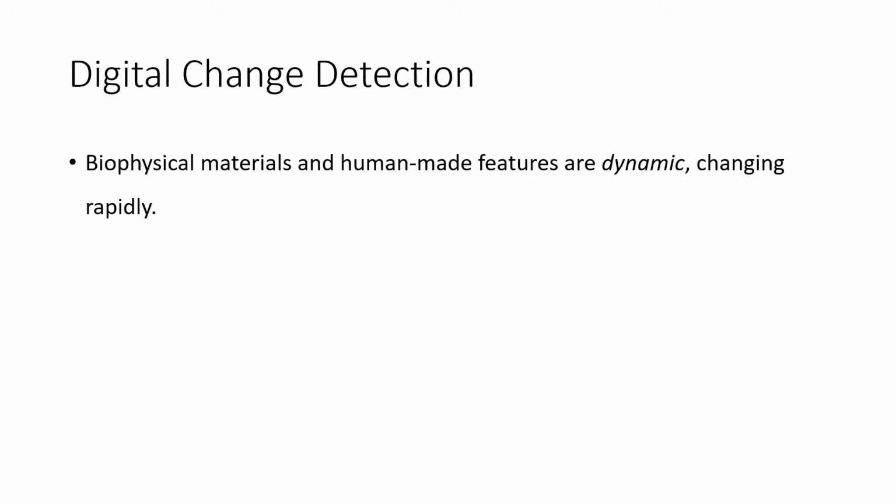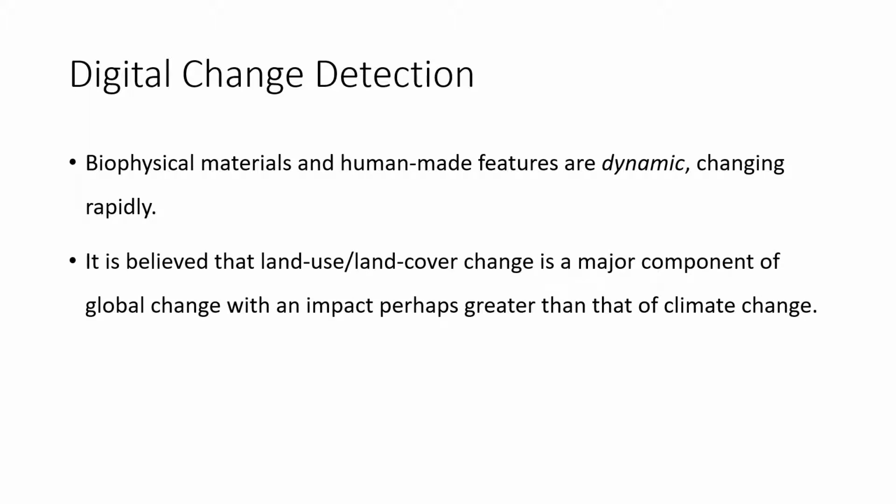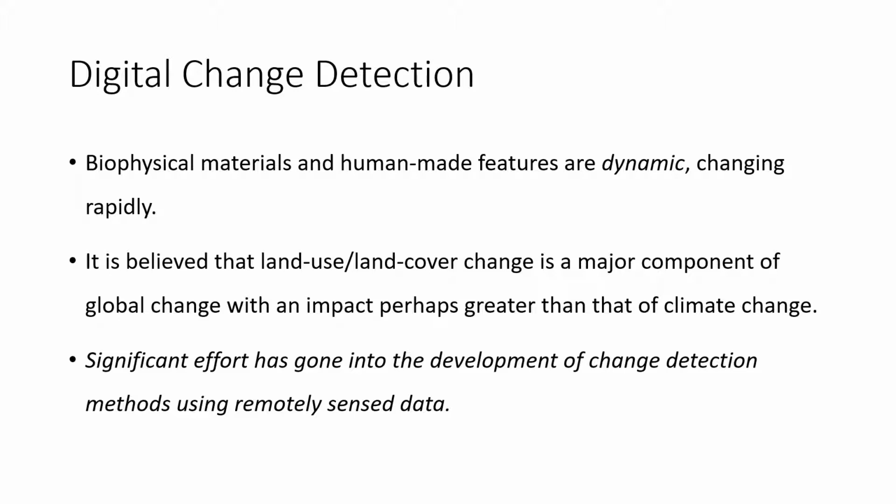Digital change detection. Biophysical materials and human man-made features are dynamic and changing rapidly. So land use and land cover change is a major component of global change and impact that could be even greater than climate change, because we just fundamentally change the biochemical makeup of the planet. And so we've put a lot of effort into developing change detection methods that work from remote sensing data.